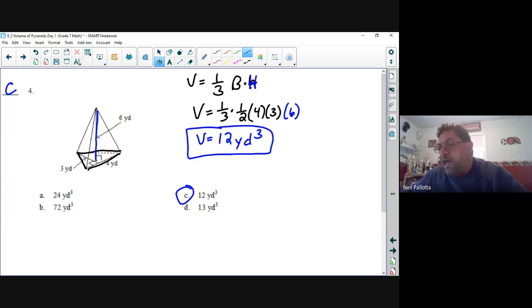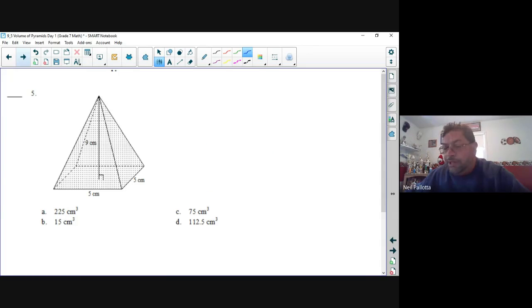Just make sure, right, the common mistake students make is that they forget to take the 1/3 of the base area times the height, right? And you have to think of these problems in steps. Right, first find the base area for this problem. Well, the base area is a triangle. Triangle area is 1/2 base times height. And then we have to take 1/3 of that base area. And then we have to multiply by the height of the pyramid. So you just think of the problems in steps. And I think that's going to make it a little bit easier.